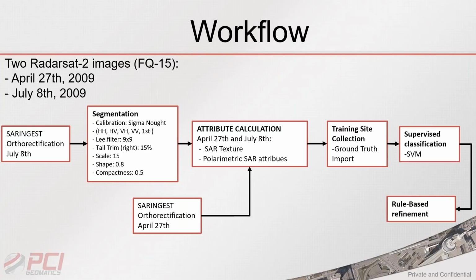I would then run the segmentation, collect attributes based upon both dates, the different quad pole parameters, and then collect training sites for 7 different classes. The first will be consisting of developed land, which will contain agriculture and urban areas. The second is swamps, water, forest, and then 3 different types of wetlands. And lastly, I'll run a supervised classification and then use rule-based conditions to refine the classification.